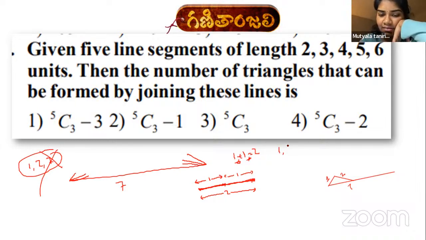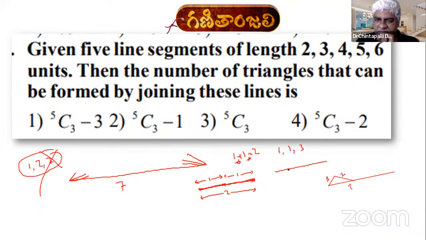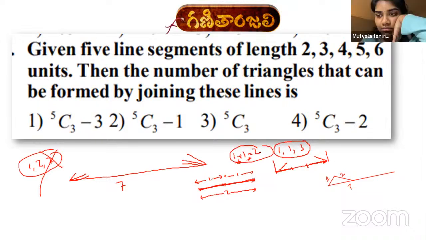If you take 1, 1, 3, it is 3 units, 1 unit, 1 unit. Or if you draw them like this, 1 unit, 1 unit. Is there any possibility to form a triangle with these measurements? No. That's why there is a special condition for the sides of a triangle: the sum of any 2 sides must be greater than the third side. Otherwise, it can't be a triangle.